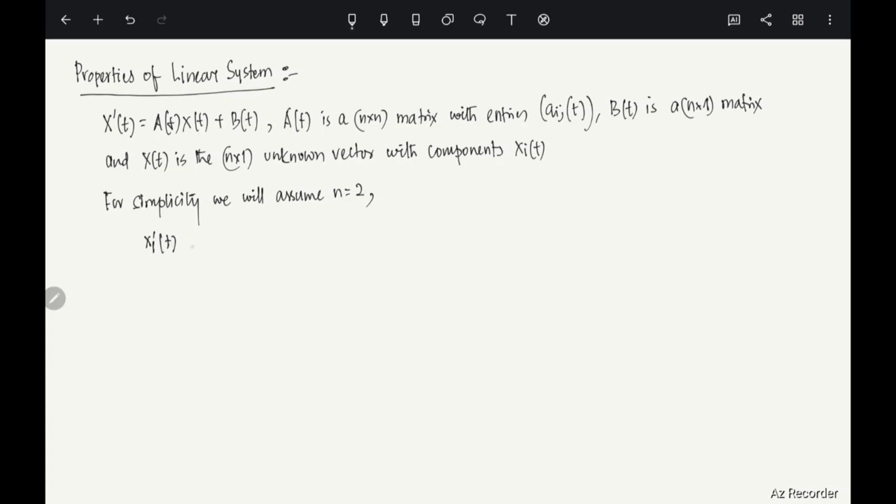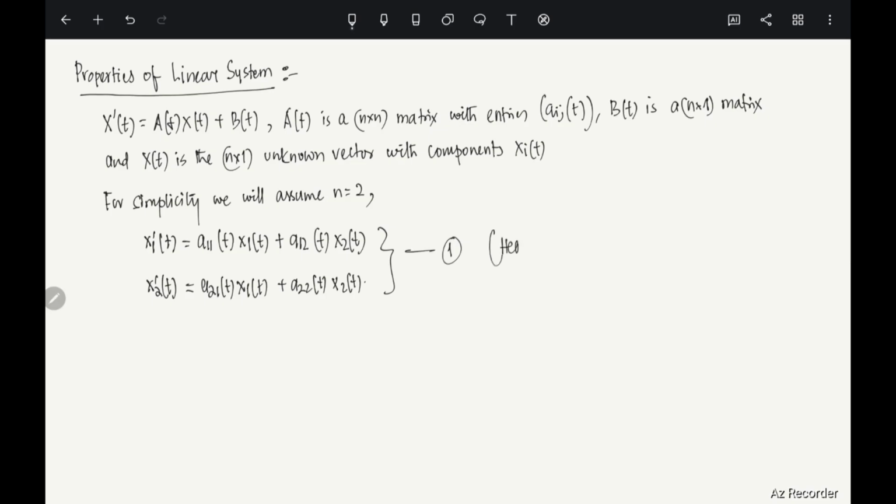You see, x1 prime of t is a11 of t x1 of t plus a12 of t x2 of t. Clear? So a11, a12 are the given coefficients, and x2 prime of t is a21 of t x1 of t plus a22 of t x2 of t. So this is the system given. Let's call this system 1 for n equals 2, and for a general n you can write it in a compact form. Here b of t, generally speaking, should look like b1 of t and b2 of t, but for our purposes we are just assuming this to be 0 for now. So this is a general form of a linear system, a 2 cross 2 system.